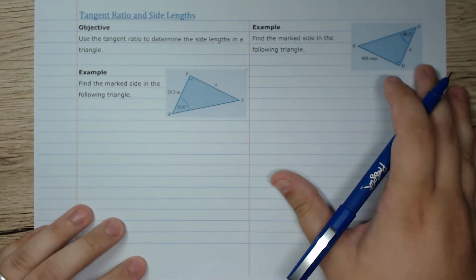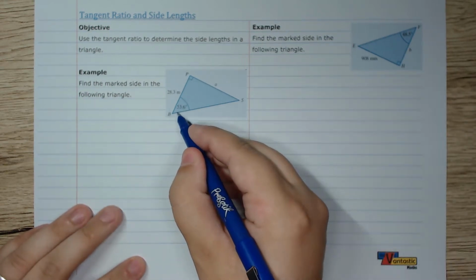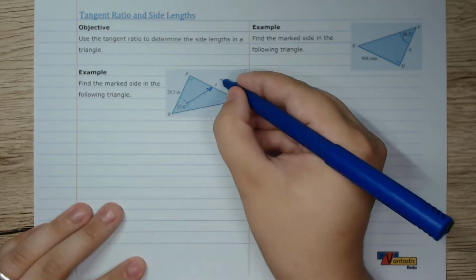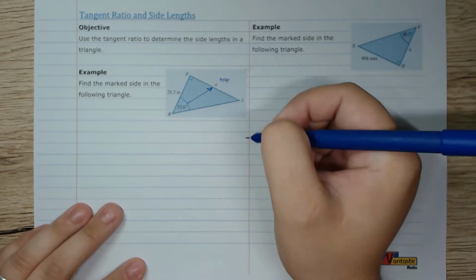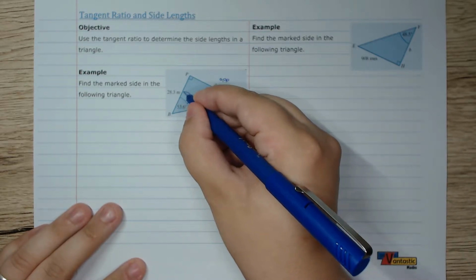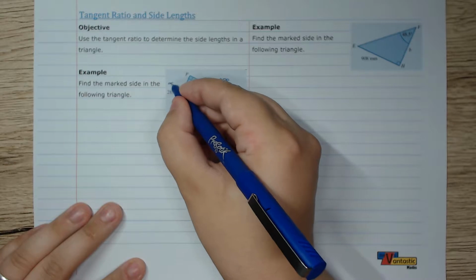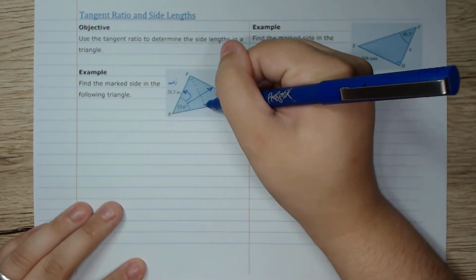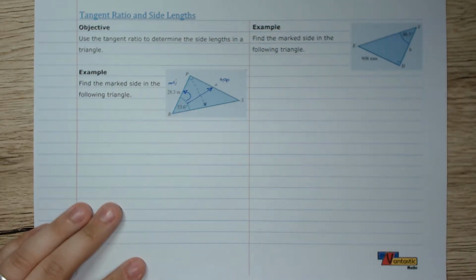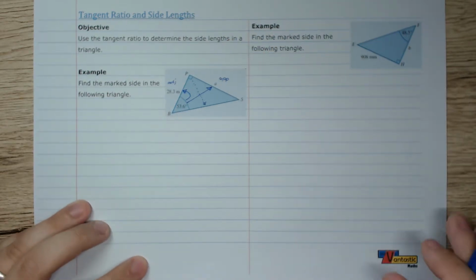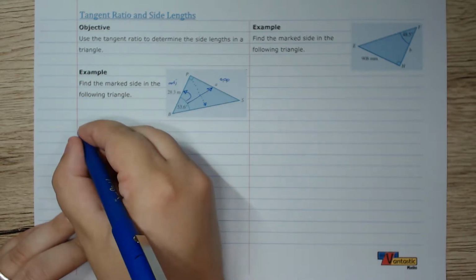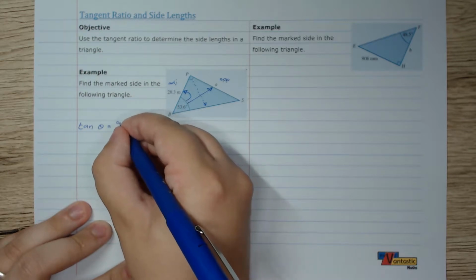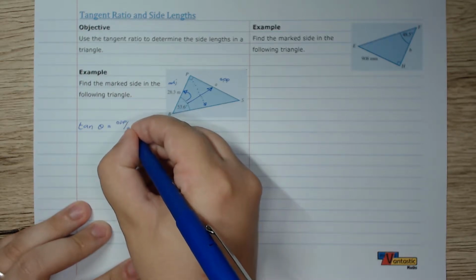Let's start by labeling our triangle. So referring to this angle here, our unknown side is going to be the opposite, and our adjacent side is our known. And again, the side opposite of the right angle is the hypotenuse, which in this case we're not worrying about. So our rule is tan of the angle is equal to opposite over adjacent.